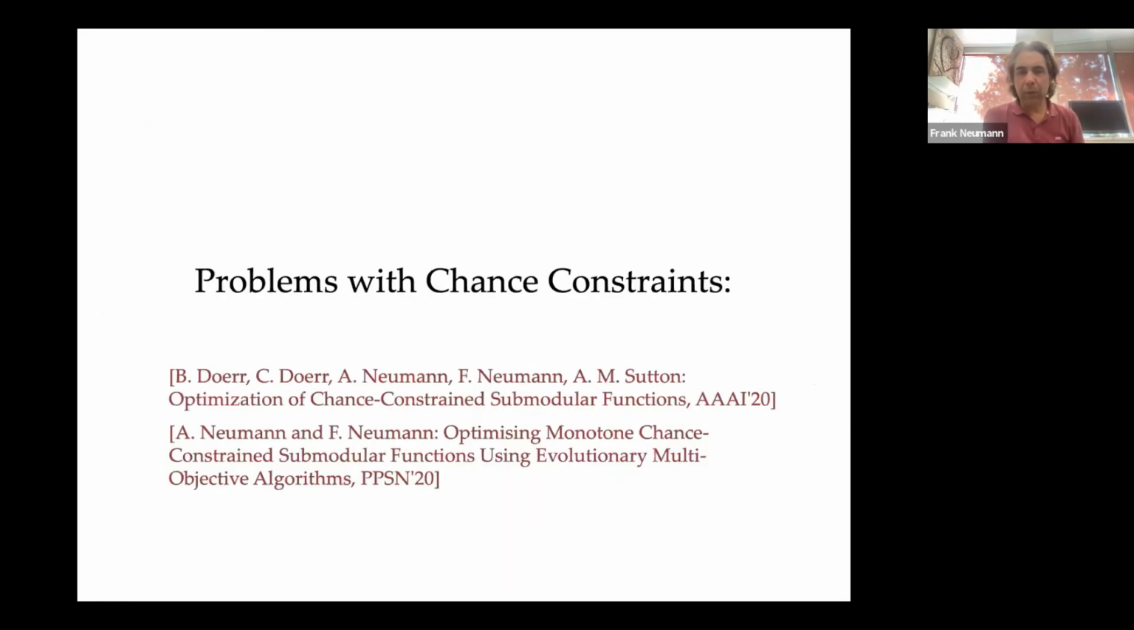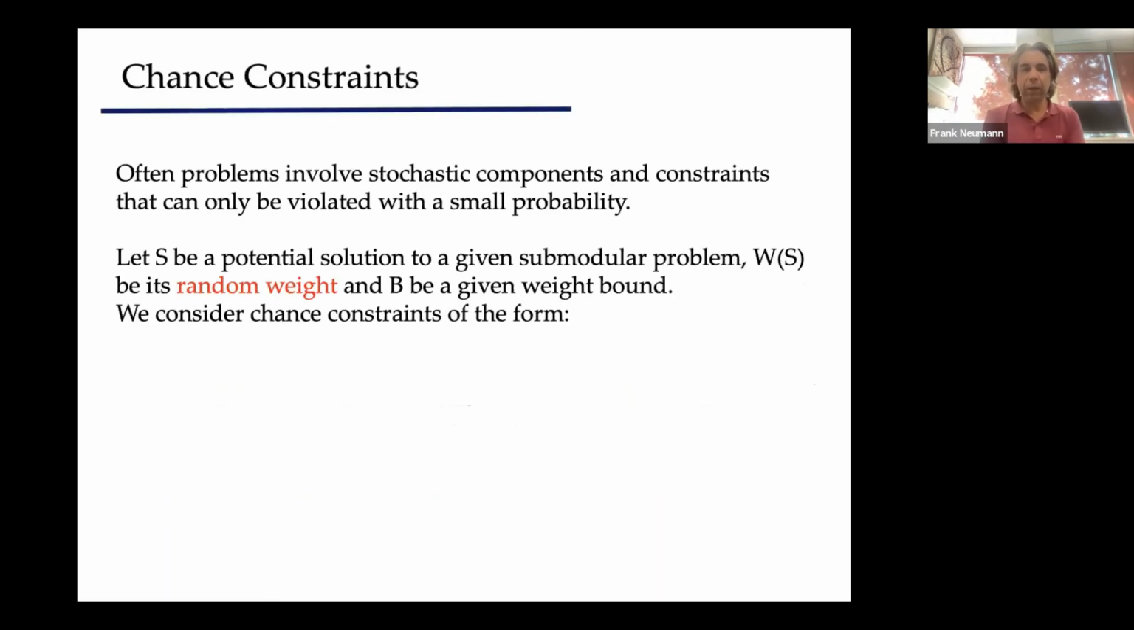So the last one that I want to talk about is problems with chance constraints. What we had so far were just static submodular problems. Then we had these dynamic problems where you change the bound. And now I want to look into situations where your constraint has stochastic components and you would like to minimize the probability of violating your constraint. Okay, so chance constraints, the motivation is here. You have stochastic components and you would like to violate your constraints only with a small probability.